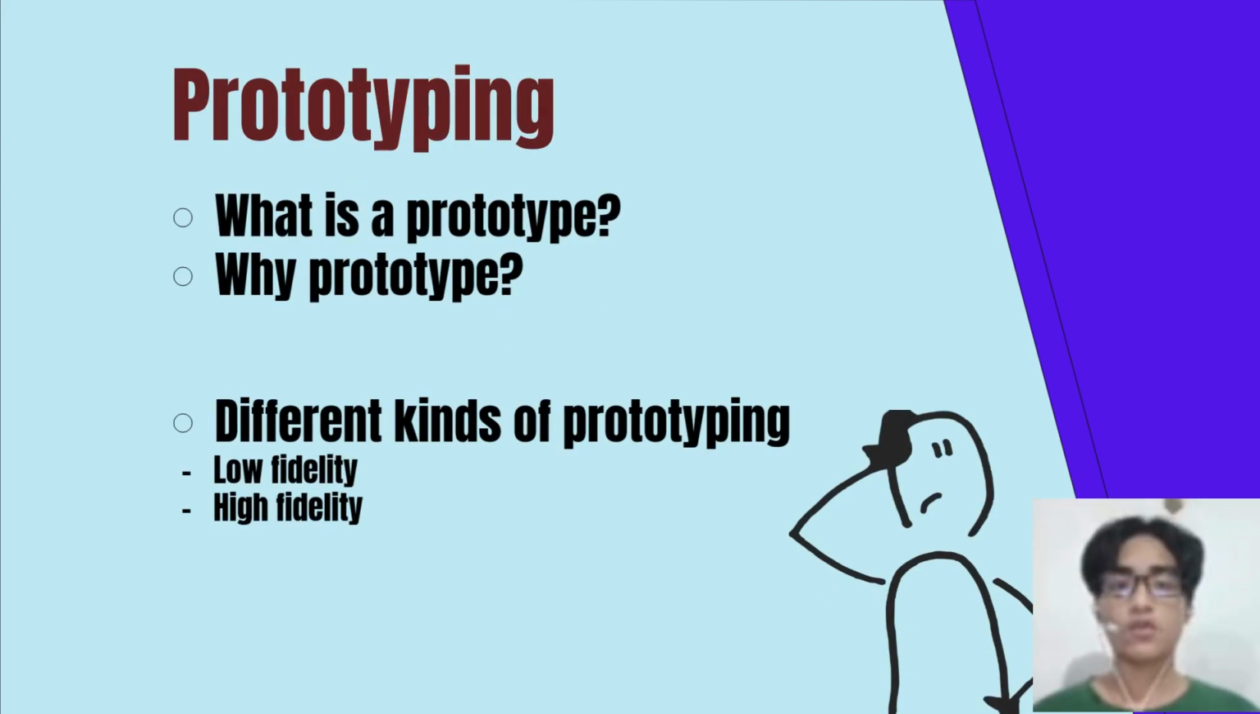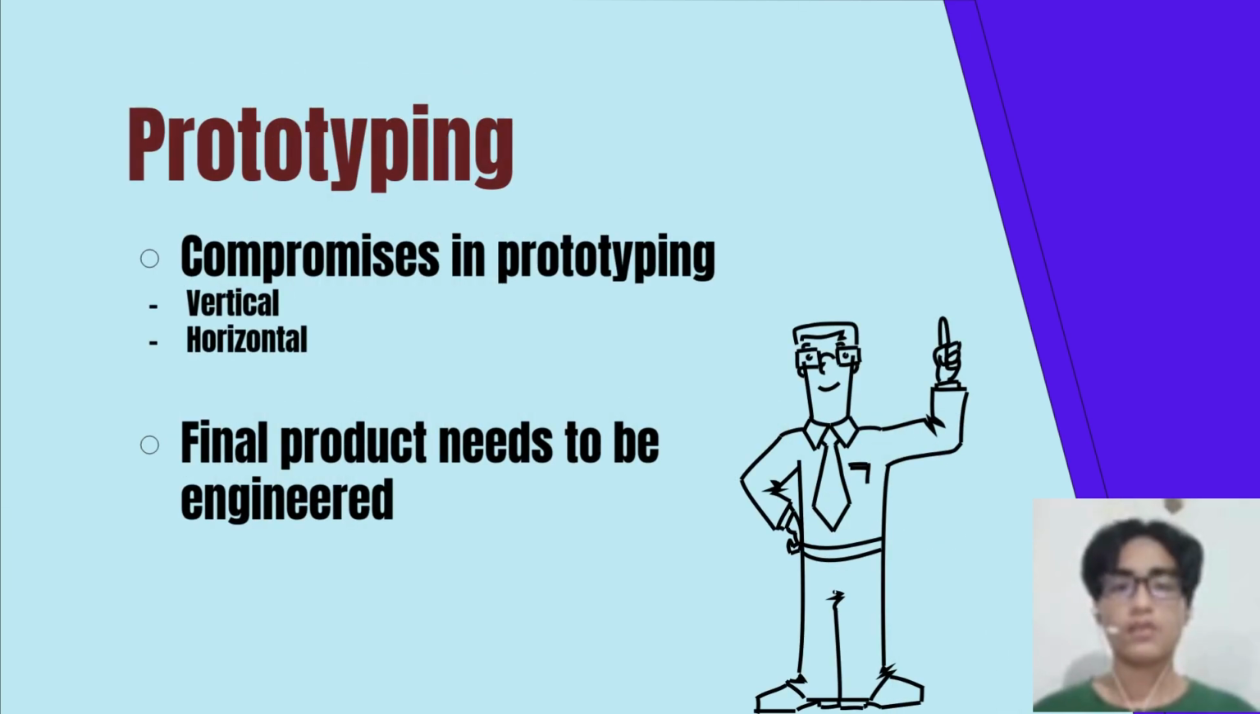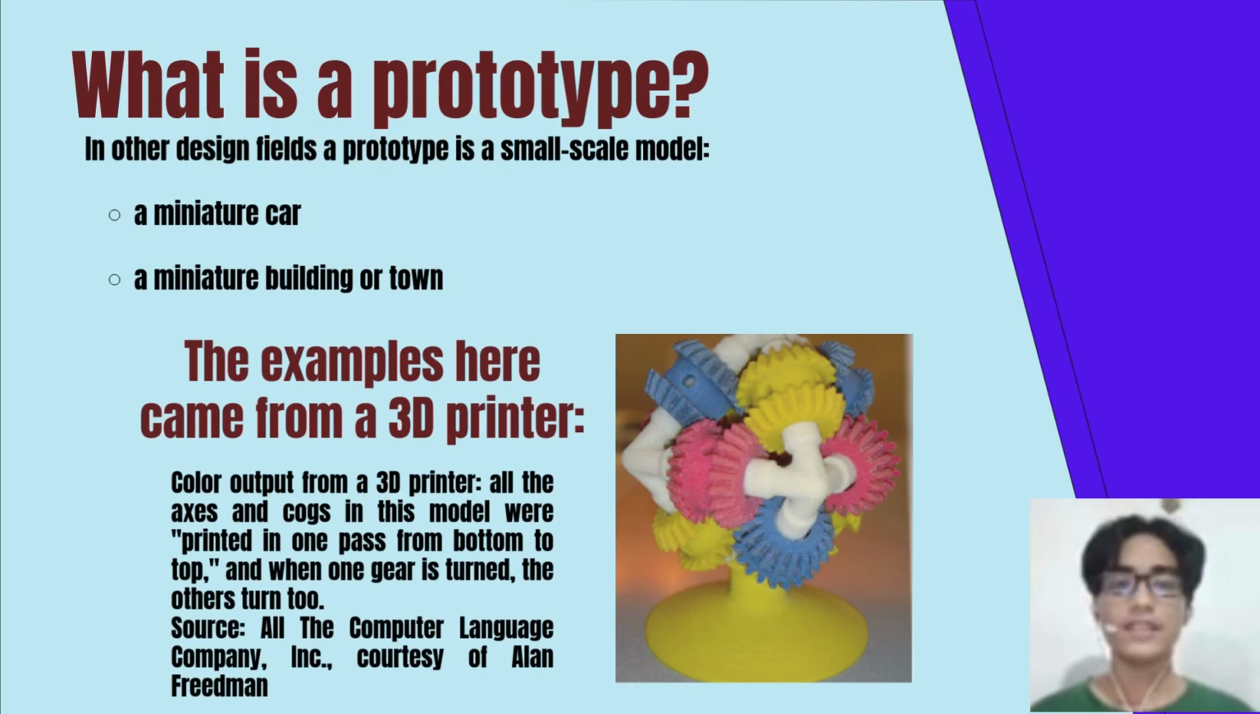So there are actually two main questions in this lesson. What is a prototype and why prototype? There are two kinds of prototyping, low fidelity and high fidelity. There are also two kinds of compromises in prototyping, vertical and horizontal, in which the final product needs to be engineered.